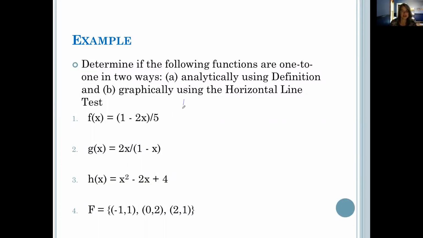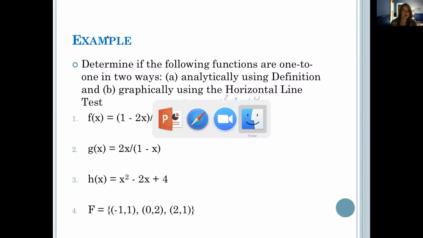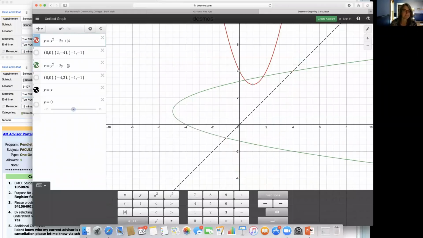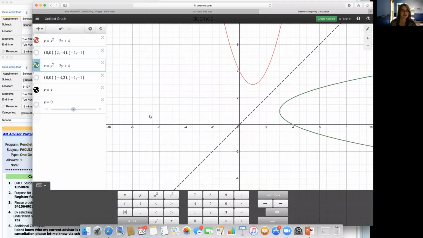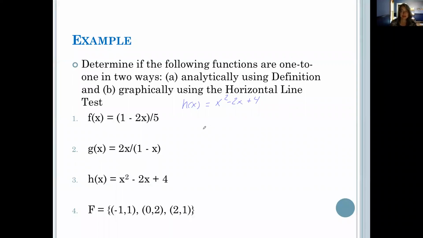So h of x equals x squared minus 2x. Whoops, that should be plus 4 on my graph, sorry. Plus 4. Which means this guy is going to move to, there we go. Okay. So let's say we're going to try to find an inverse. So we'll write this as y equals x squared minus 2x plus 4.